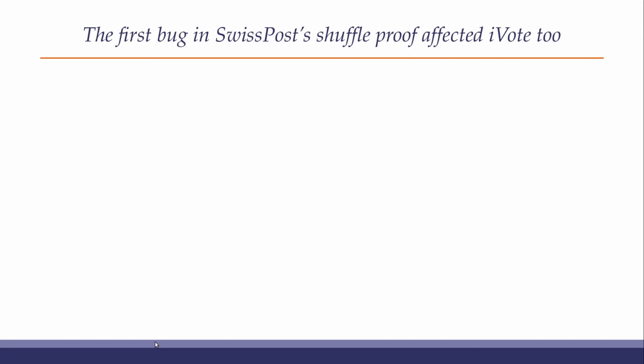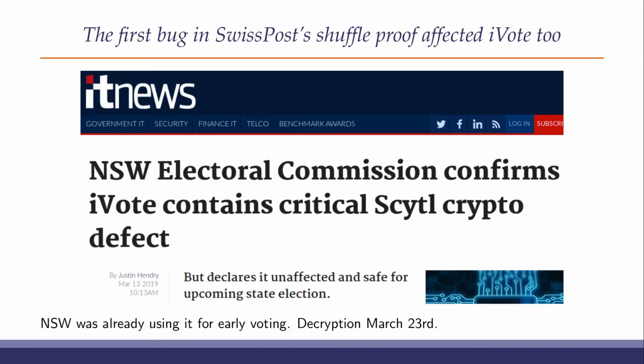Now, we didn't have any opportunity to examine this code, but when the story about the Swiss error became public, the New South Wales authorities mentioned in passing that the same error affected their code as well. And like I said, it wasn't too much of a big deal in Switzerland because the Swiss were putting up for open examination a thing that they were not intending to use for at least 6 months. New South Wales, by contrast, was already using it. Already started receiving early votes for their election, which was going to occur on March the 23rd.